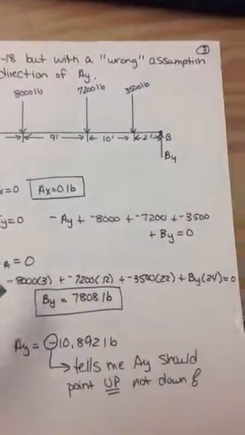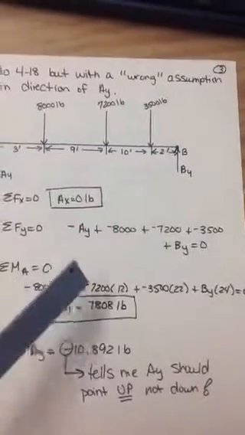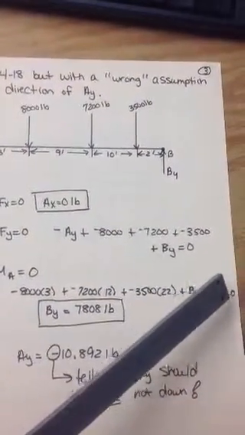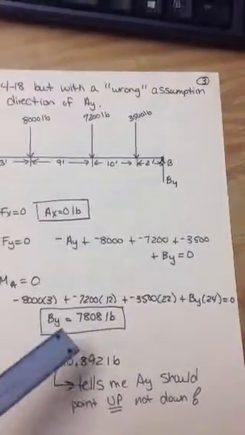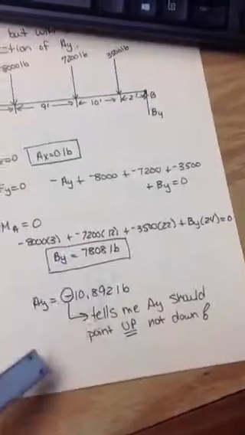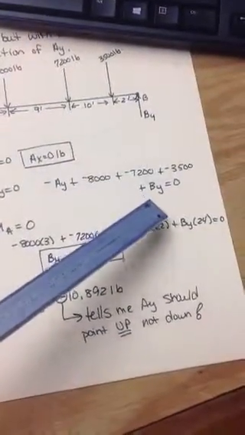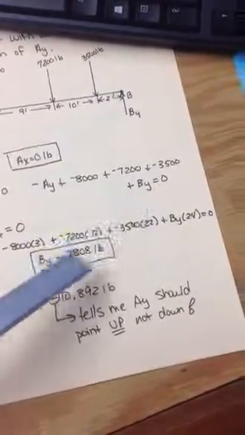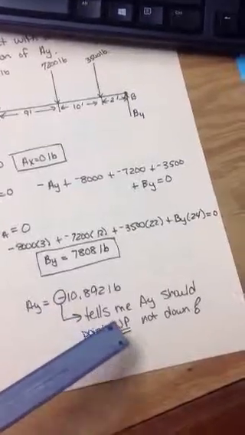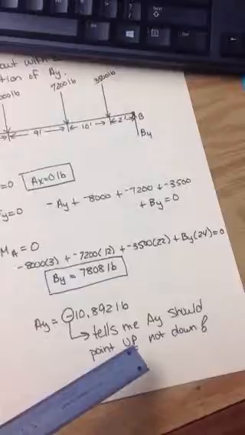Again, I'm going to take my moment about A. That's the same. That's the same. That's the same as last time, B of y times 24. That's also the same. Well, B of y works out to be the same number. That didn't change. But notice when I put B of y back into this equation right here, when I solve that, A of y comes up negative. That negative tells me that A of y is drawn the wrong direction. It should point up, not down.